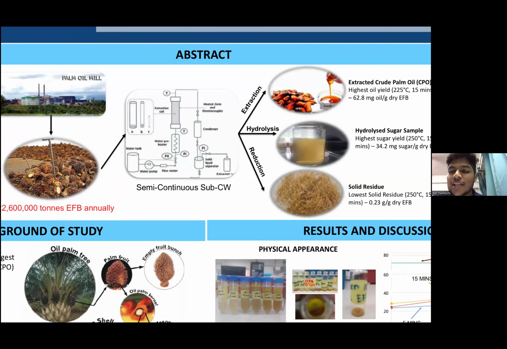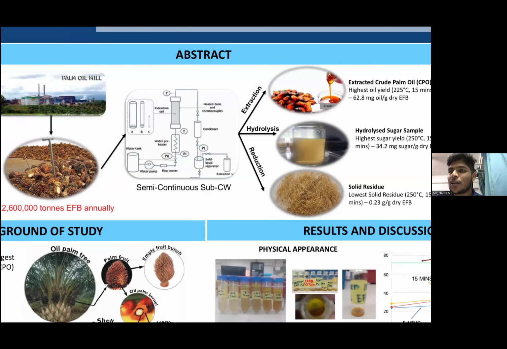As you can see here, the semi-continuous subcritical water reaction has 3 reactions that take place: the extraction, producing extracted crude palm oil; the hydrolysis, where the EFB is hydrolyzed into a hydrolyzed sugar sample; and the reduction, where the EFB is reduced into a solid residue.